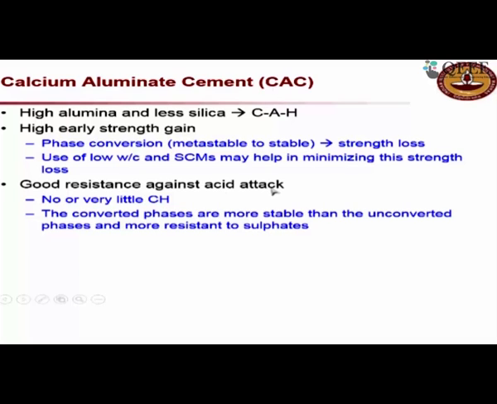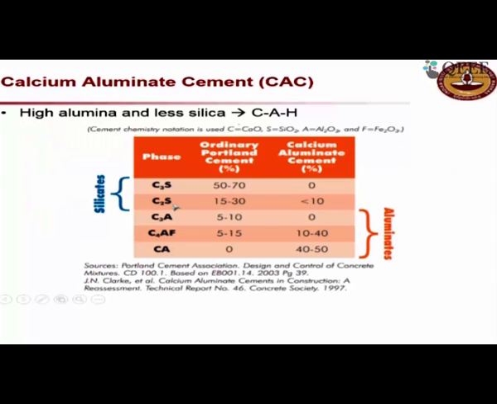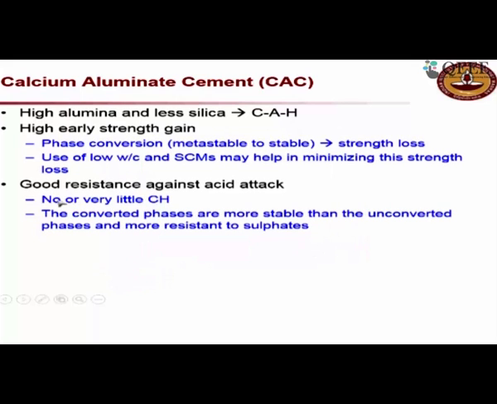If you use calcium aluminate cement, the resistance against acid attack is very, very high. The main reason for this is either there is no calcium hydroxide or very little calcium hydroxide present, because like I mentioned in the previous slide, you have very little silicates and a very high amount of calcium aluminate, and eventually this leads to very little calcium hydroxide being available, and the converted phases are more stable than the unconverted phases and more resistant to sulfate.